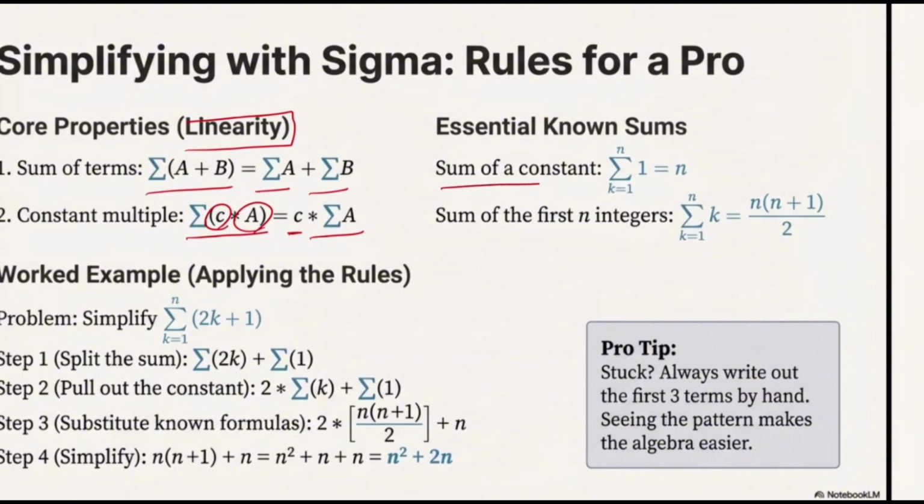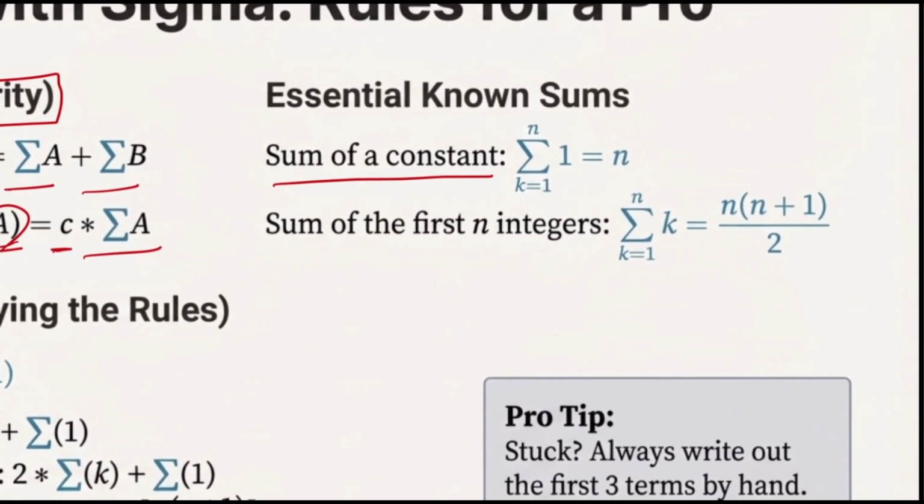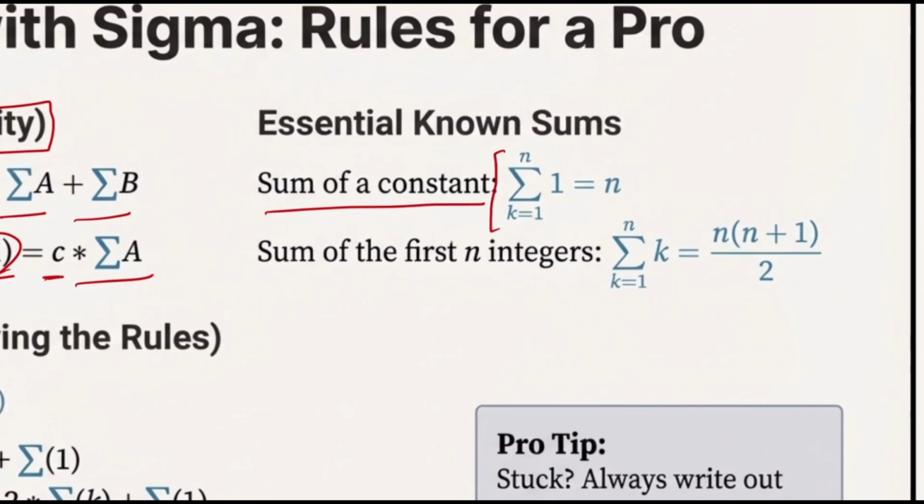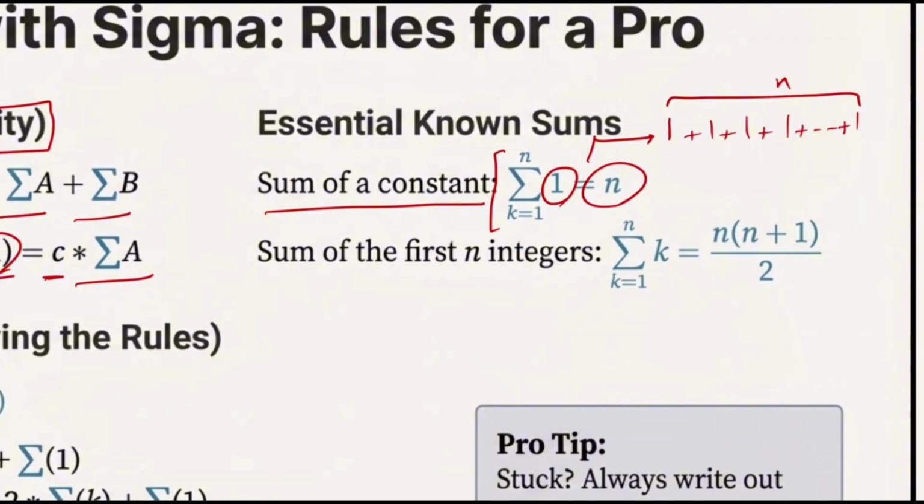Sum of constants. If I have a scenario like sigma, k from 1 to n, of 1, what does that mean? It means that you are going to add 1 to itself n times. That was the definition of multiplication, right? It would be n times 1, so it would be n.